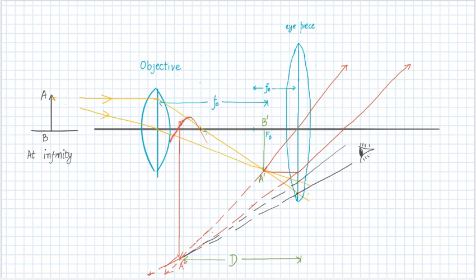The final image is formed at the least distance of distinct vision. That means the distance up to which our eyes can see clearly. If the image is formed somewhere beyond this distance, what happens? We cannot see the clear image. Hence, this D denotes the distance up to which the image formed can be seen clearly by our human eye.